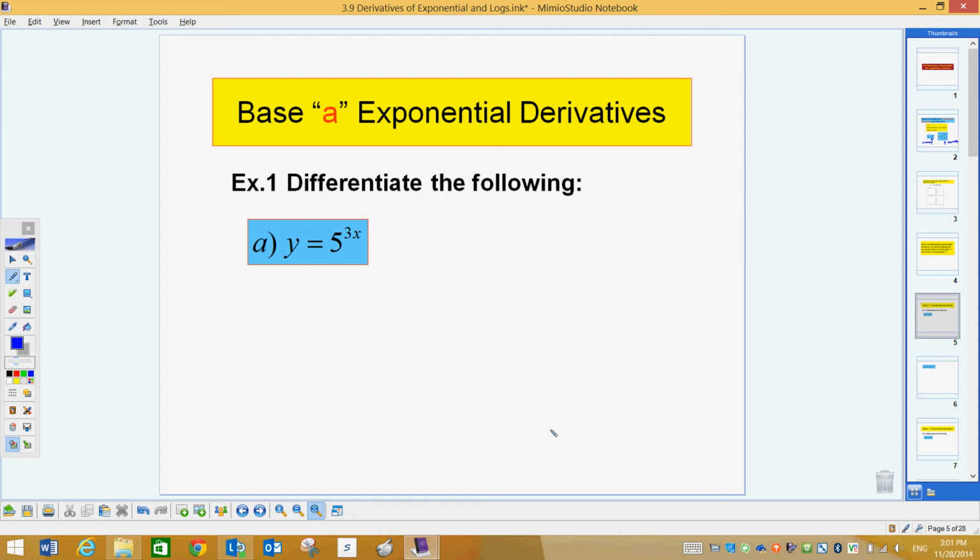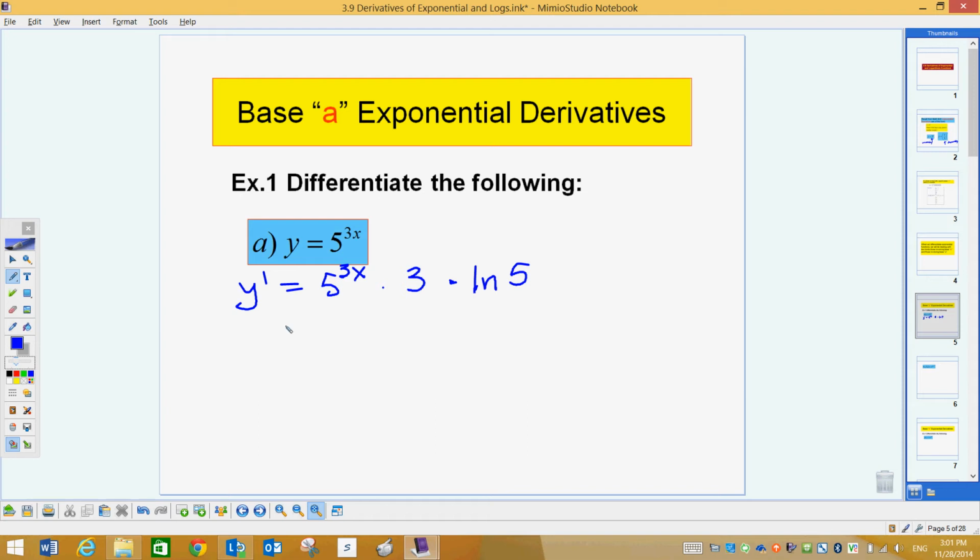So we have the example y equals 5 raised to the 3x. When we take the derivative of this, there's actually three parts to it. The first part is that the derivative of any exponential is going to be itself, so it's going to be 5 to the 3x. Then we will multiply it by the derivative of the exponent, which in this case is 3, and then we will multiply it by the natural logarithm, which is denoted by ln of the base, which is 5. Now ln 5 is just a decimal number you get on your calculator, but in calculus we like to leave it as an exact form.